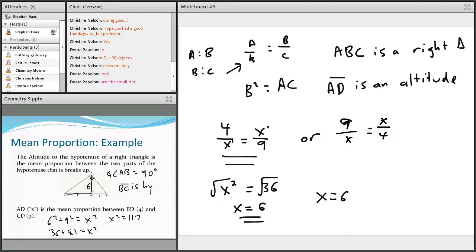Anybody have a calculator with square roots? What, 117? Yeah, about 10.8. So this is going to be about 10.8. And AB, how would we get AB, by the way? There are two ways we can get AB. We can get AB because it's the hypotenuse of the right triangle ABD, or because it's a leg of the right triangle ABC. Let's do them both and make sure that we get the same answer.